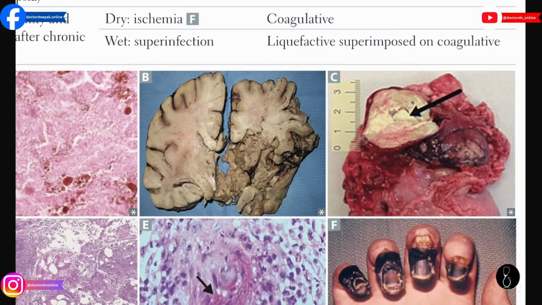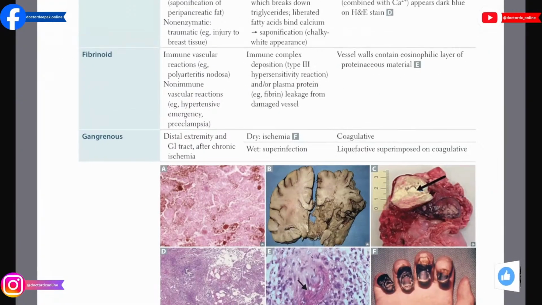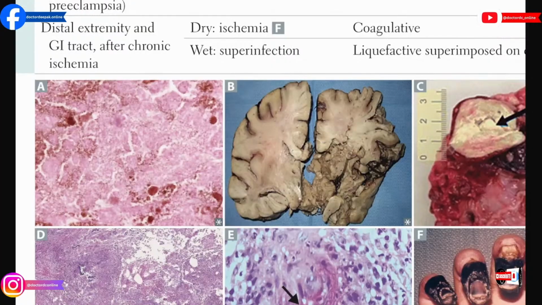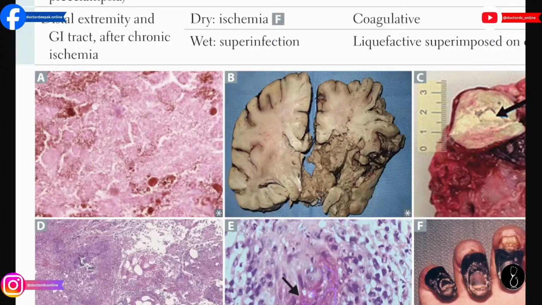Also here they talk about fibrinoid necrosis. In fibrinoid necrosis, let's take the example of diagram E. In diagram E, you are going to see this pinkish material. Basically, it is a fibrin protein. This is the fibrin protein that is going to be deposited in the vessel wall. How is it deposited? Because of vessel wall damage.